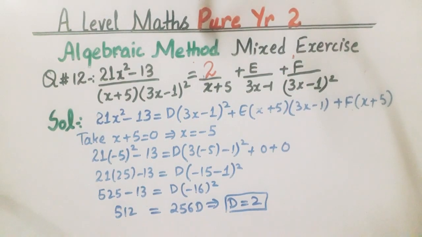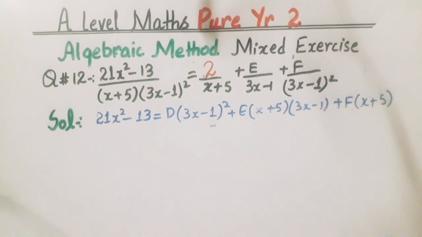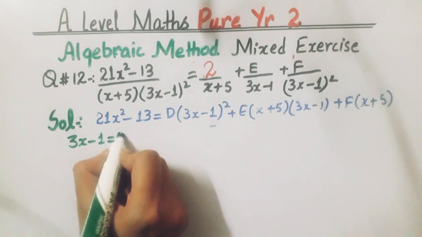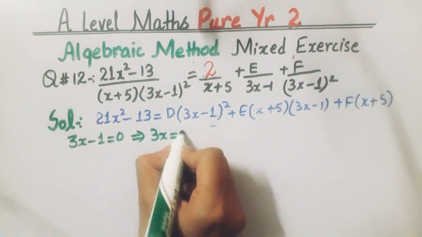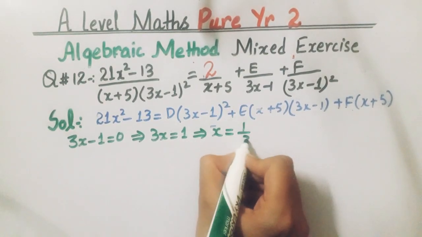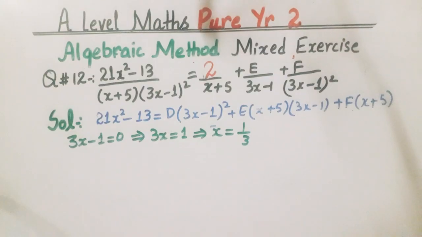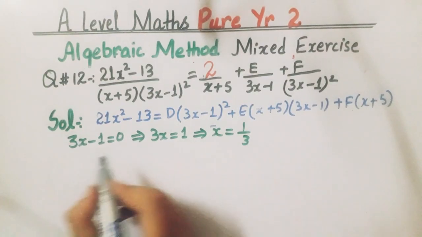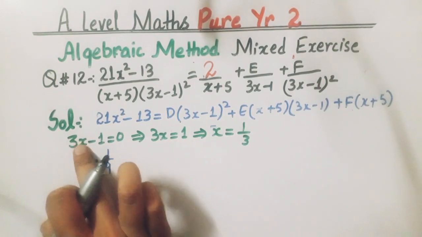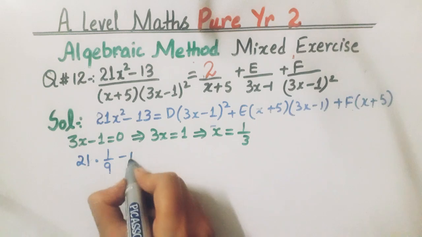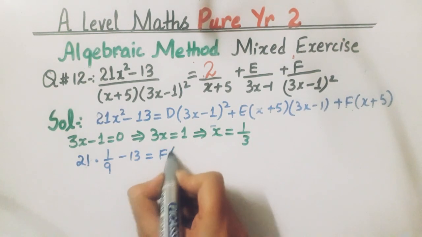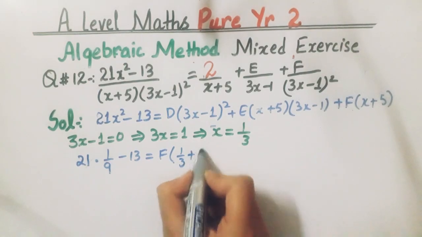Now we will find the value of e and f. Now the next factor equals 0, means 3x minus 1 equals 0, that implies 3x equals 1. Then we can write x equals 1 over 3. So this equation will become (1 over 3) square. That means 21 into 1 over 9 minus 13 equals, this factor is 0, this factor is 0, only the f factor will be there. So 1 over 3 plus 5.